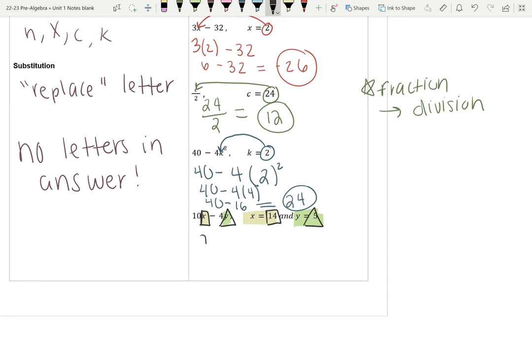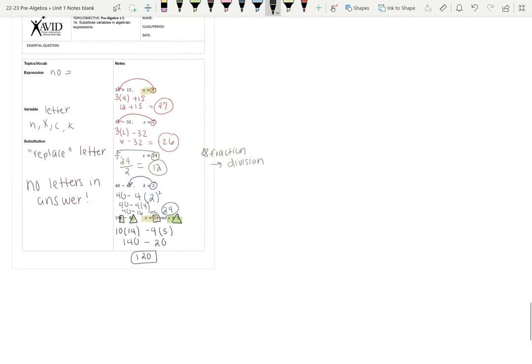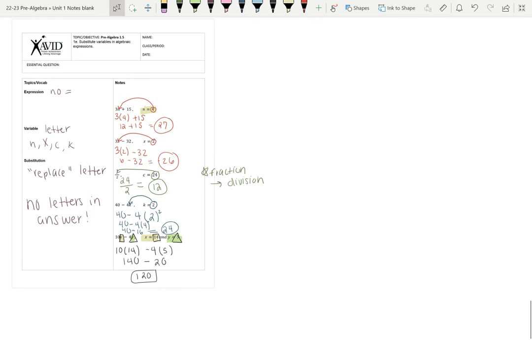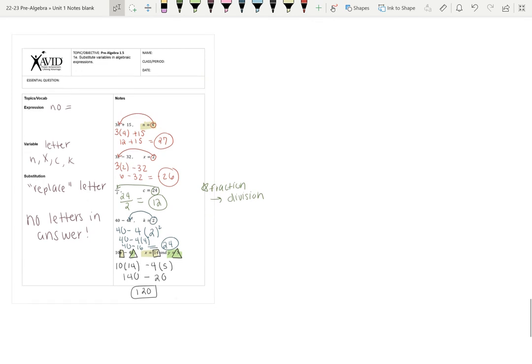So I'm going to have 10 times 14, and then minus 4, and then that's times 5. So 10 times 14 is 140, minus, and 4 times 5 is 20. So that gives us 120 as our answer. So to get these correct, I would highly recommend highlighters, shapes, arrows, anything you need to. People often get confused with these. And don't forget your order of operations either.